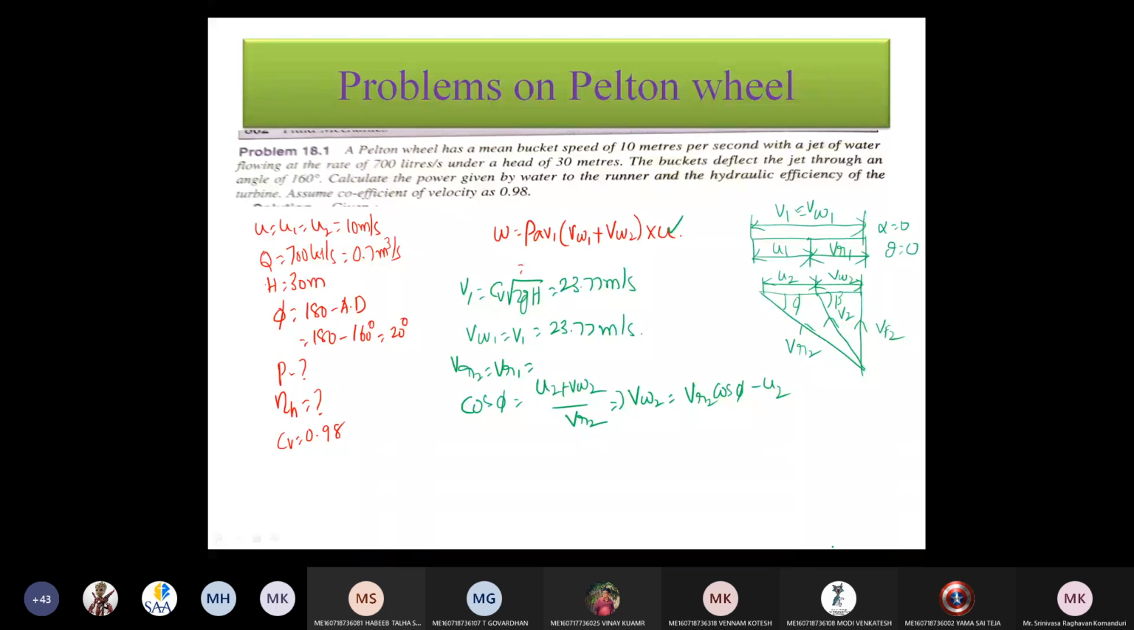So tell me the work done value. All of you calculate this and tell me the value of work done. We know all the values now. One more thing, how to find out the area? How to find out area?